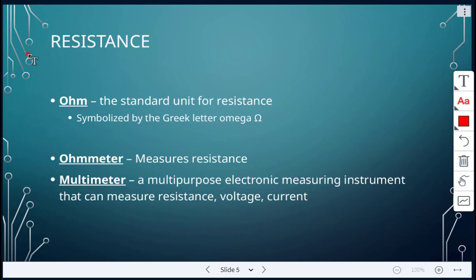So ohm, this is the unit for resistance, and it's symbolized by the Greek letter omega. So this symbol here is the unit for resistance. It's called an ohm. There is a device called an ohm meter. It measures resistance. We talked about a multimeter before. It's a multi-purpose measuring device. It can measure resistance, voltage, and current.